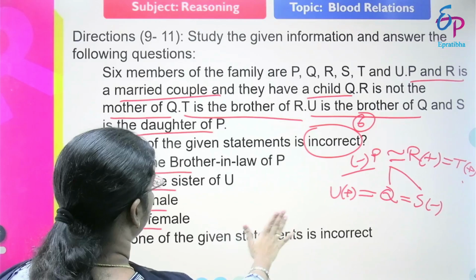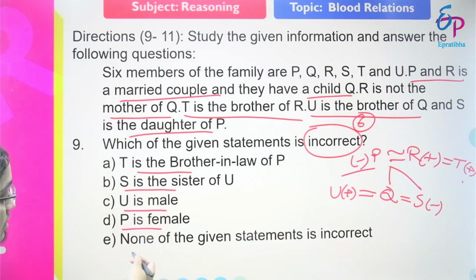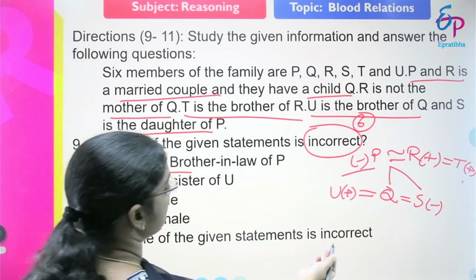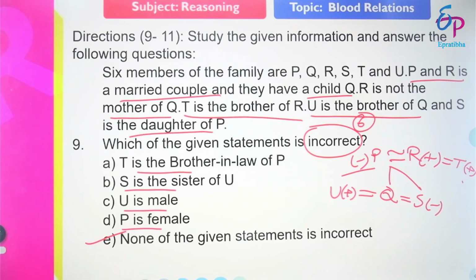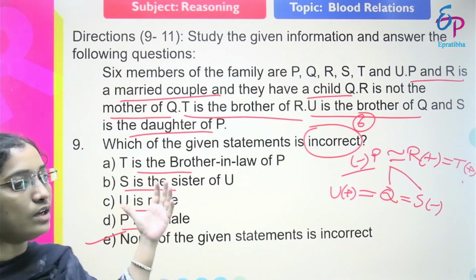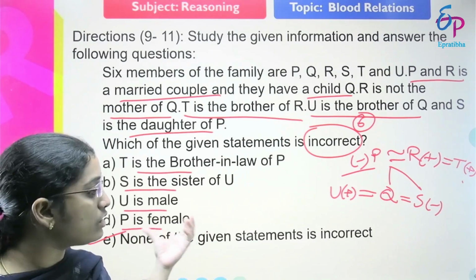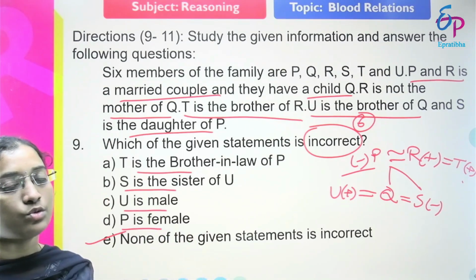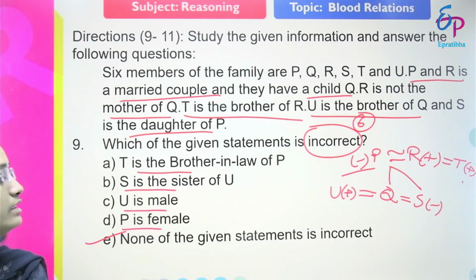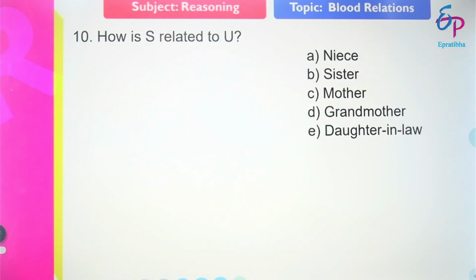So here our question, option 5 is none of the given statements is incorrect. Yes, option 5 is the correct answer, friends. Why? Because all of the given options are correct, right? That means none of the given statements is incorrect. So option E is the correct answer for question number 9, right? Then move to the next question.